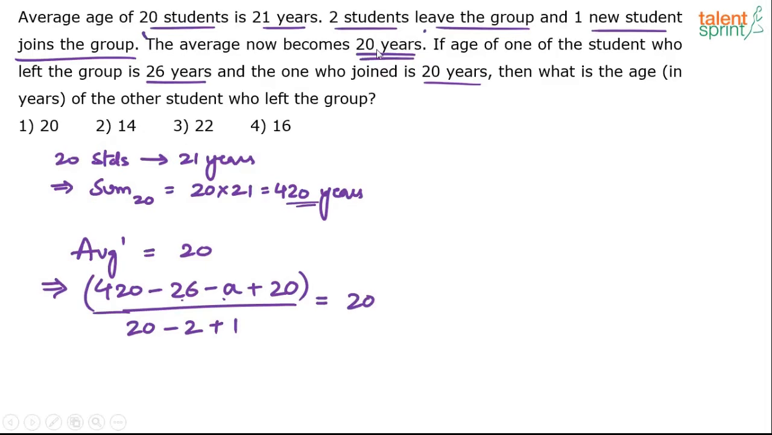I think solving for A should give you the answer. So let's solve for this. What happens? See, 20 minus 2 is 18. 18 plus 1 is 19. So this is 19. So finally, what do we get? 420 minus 26 is 394. 394 plus 20 is 314. So 314, sorry.